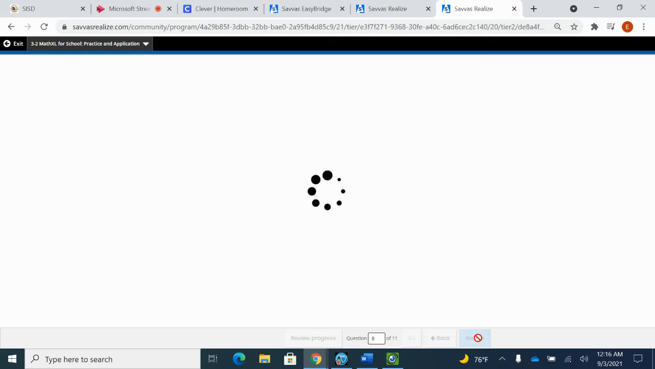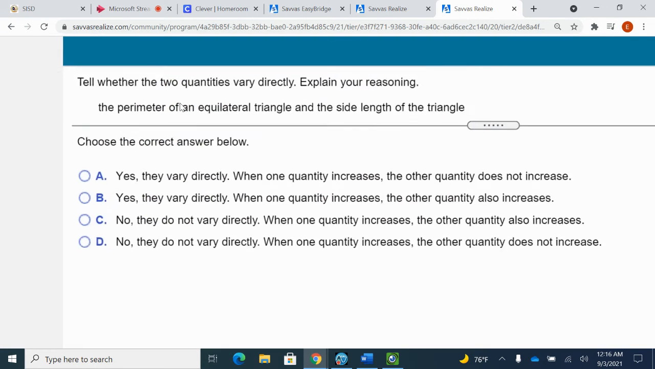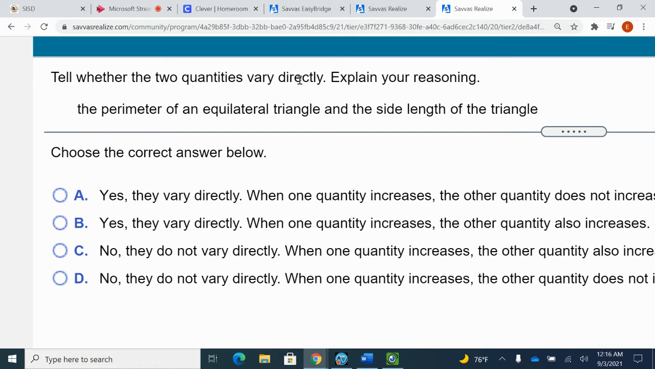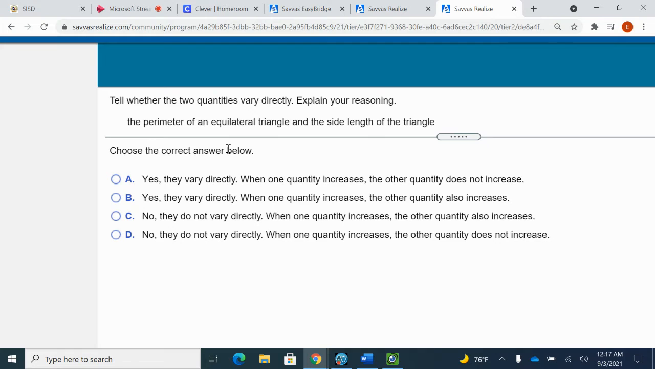So let's go to problem number 8. Problem number 8 says, tell whether the two quantities vary directly. Explain your reasoning. The perimeter of an equilateral triangle and the side length of a triangle. So remember, the question is, can you always make a common ratio for any quantity when it comes to talking about direct variation? So if we're adding or multiplying, that'll be a big sign.